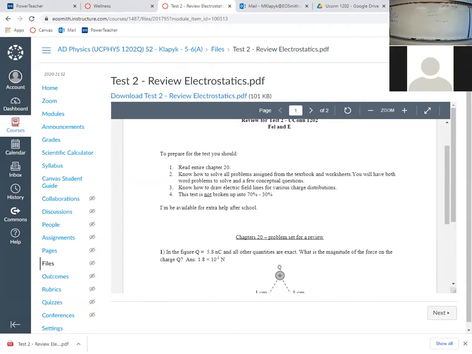I actually haven't made the test yet. So you will have word problems to solve. I'm not sure if I'm going to put any conceptual questions or multiple choice questions, but that's there. Know how to draw electric field lines for various charge distributions. Oh, we've got to review electric field lines. Okay, good thing I looked at it. And then the test is not broken up into 70, 30 percent. You wouldn't know what that is because we've never used that anyway, so it doesn't matter. That 0.4 is irrelevant to you.